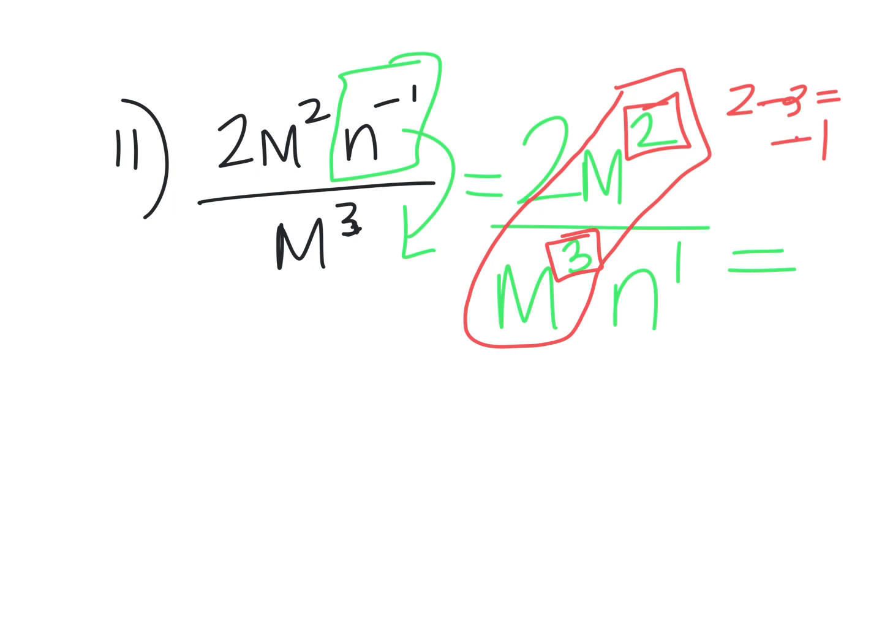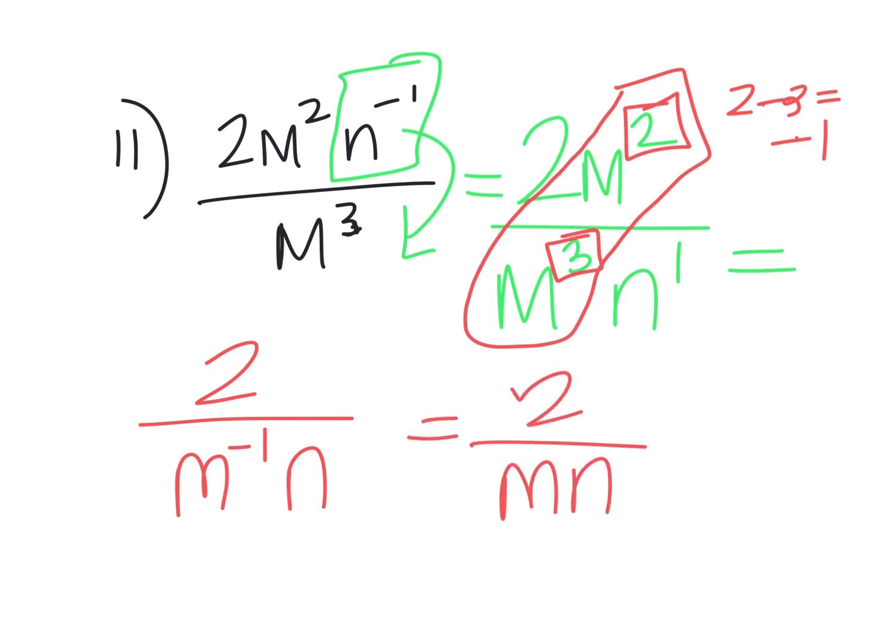equals negative 1. So now we would have 2 over m to the negative 1 power, and then n. Oh, and then because it's negative 1, we can just take the negative 1 away. We could keep it like that, or we could just rewrite it as 2 over mn, because we just assume that because m and n are on the bottom, then they both have a -1 exponent.